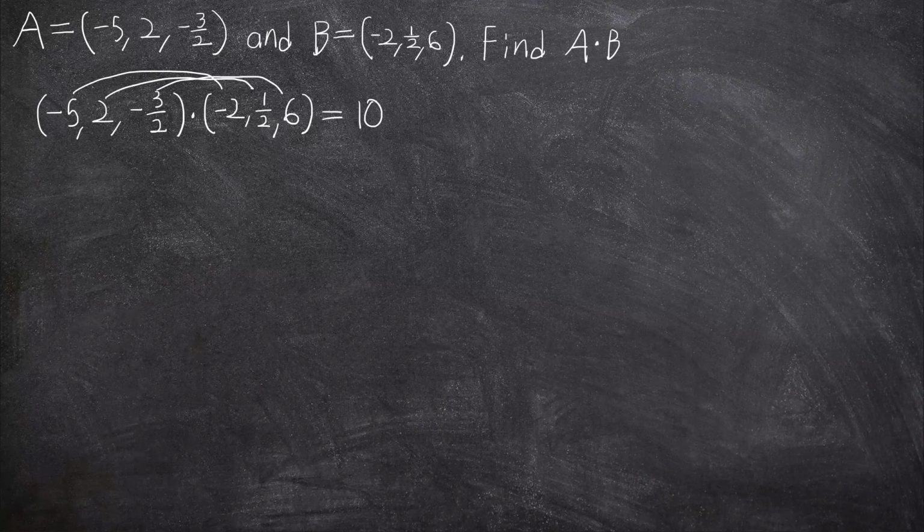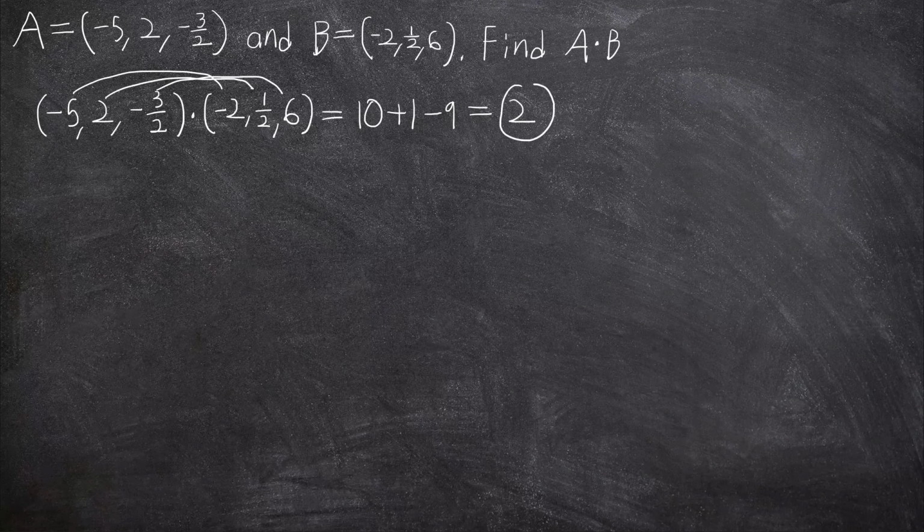2 times 1/2, 2 over 2, but that easily simplifies down to 1. Negative 3/2 times 6, negative 18 over 2, but that simplifies down to negative 9. 10 plus 1, 11. 11 minus 9 is 2. And this is the final answer right here.